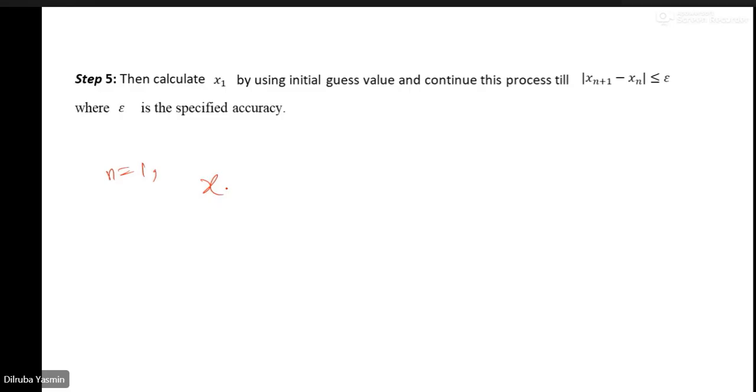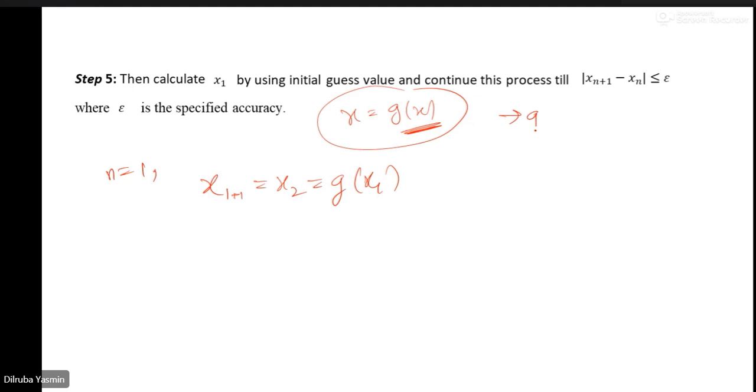Then you can get the x2 value, isn't it? And in the z function that you got from x equal to z of x, in this z function you have to substitute x1, isn't it? So when you substitute x1 instead of x in the z function, you will get this one, isn't it? So you can get some value of x2.